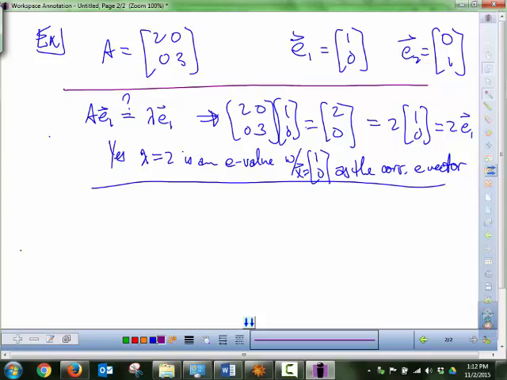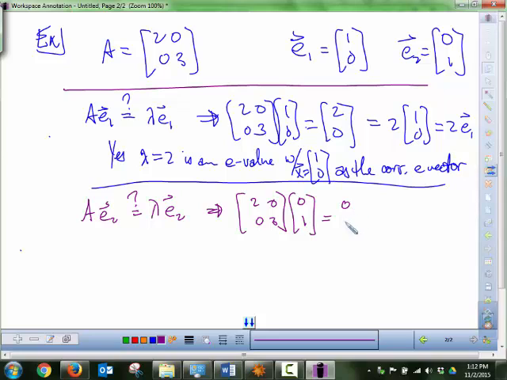So if we try another one, like this vector E2, is A times E2 equal to lambda times E2? Let's do the calculations. 2, 0, 0, 3 and then 0, 1. And we'll see that's 0, 3. It looks the same as the previous one, except this one got shifted by 3. So we can say yes again. Lambda is equal to 3.